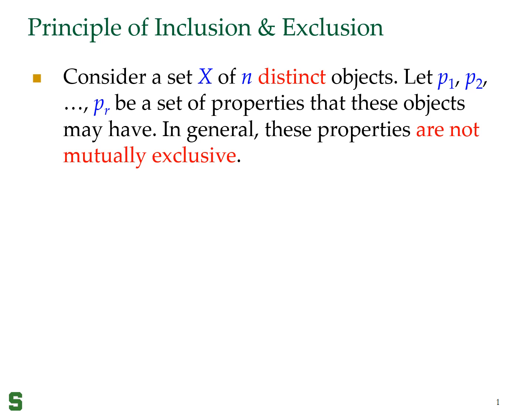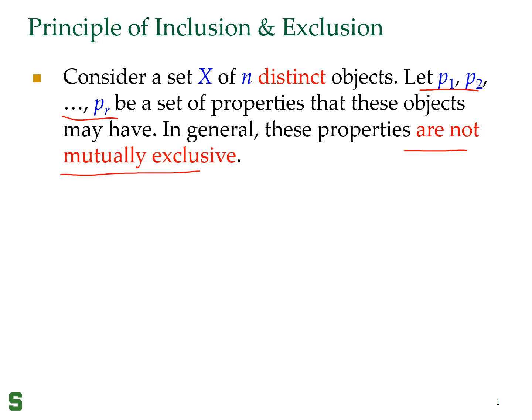The next idea that we want to look at is the principle of inclusion and exclusion. Let's say we have a set X of n objects. Let P1, P2, P3 be some properties of these objects that we are looking at. The properties are not mutually exclusive, so it's possible that more than one is satisfied. It's possible that neither is satisfied.